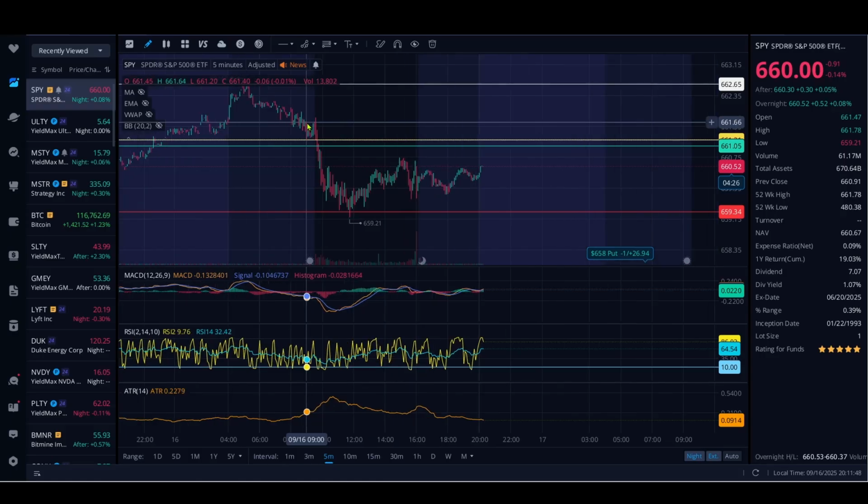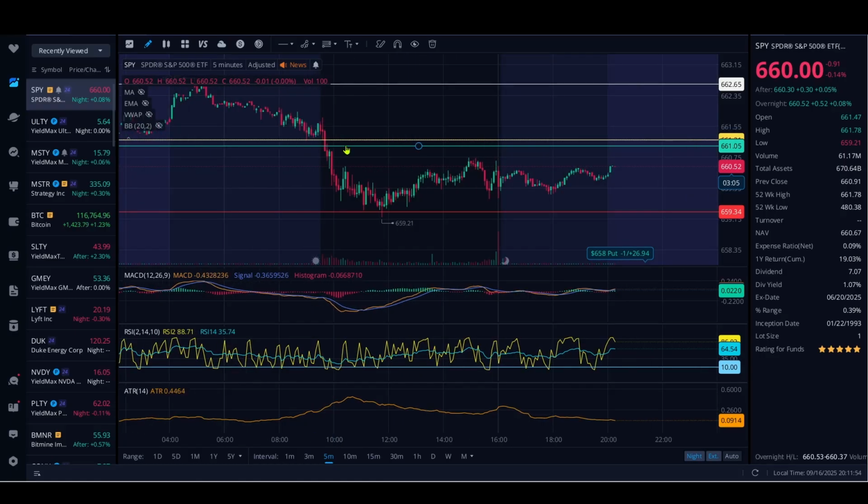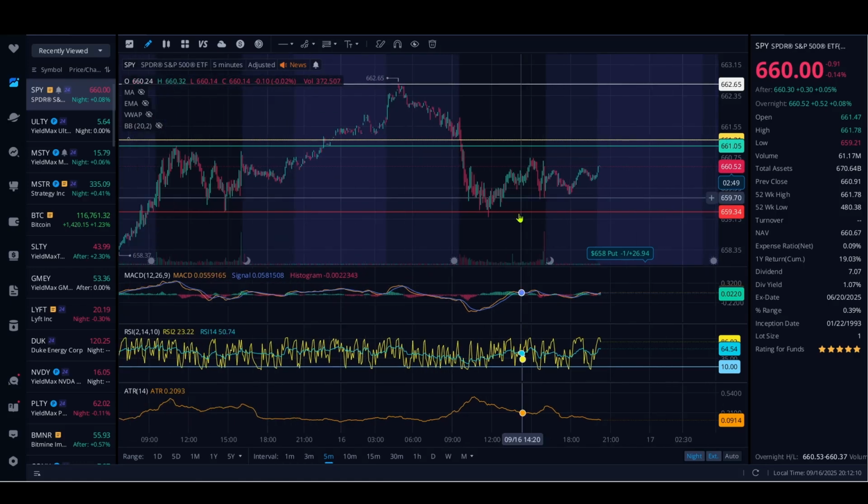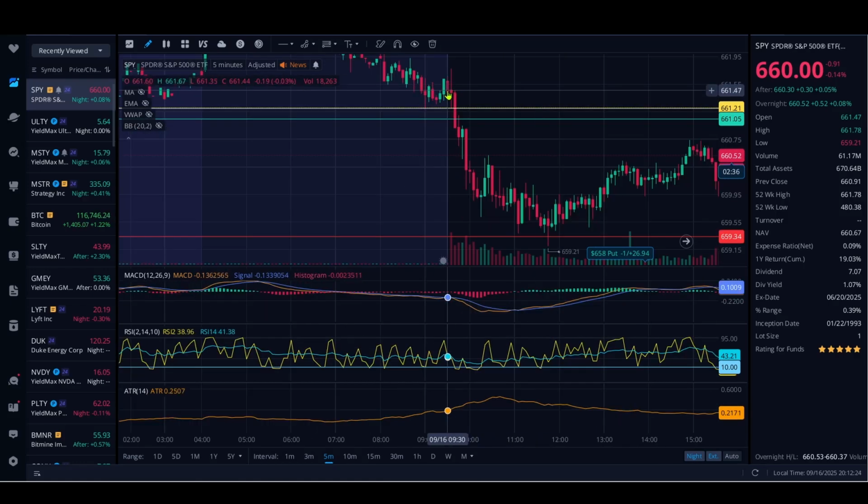So when it came out, it was already above the high from yesterday. So it was already looking like I wasn't going to be able to sell a put for the day, because I want it to come down and test that low from yesterday and then try to sell a put right underneath it, right? So when it came out, it was still up here, right? It was still at 661, in this area.